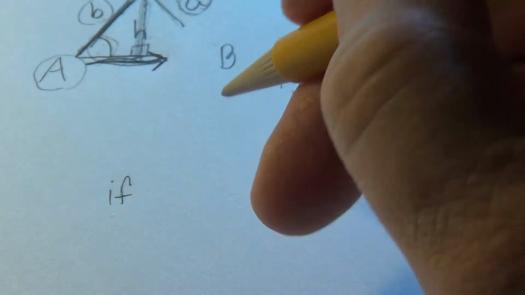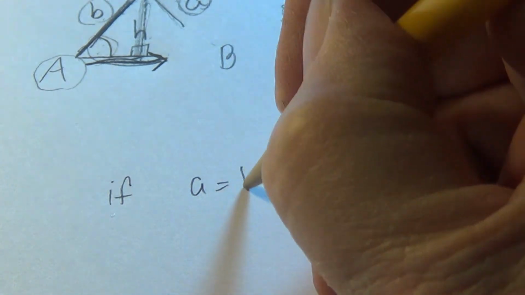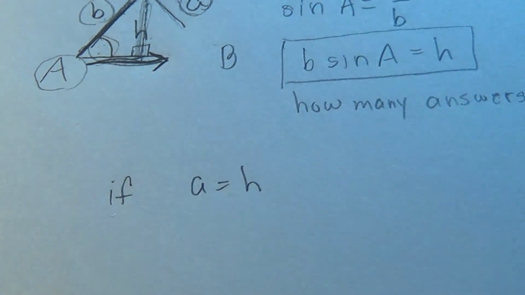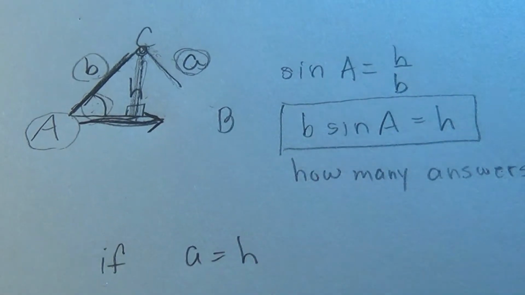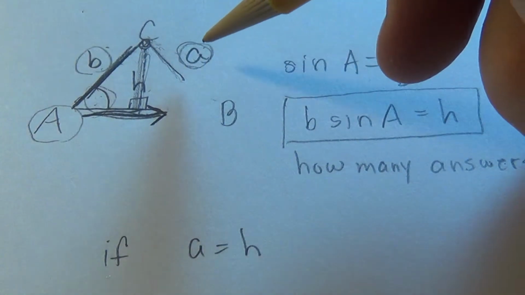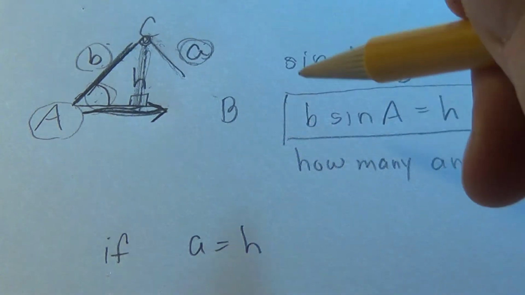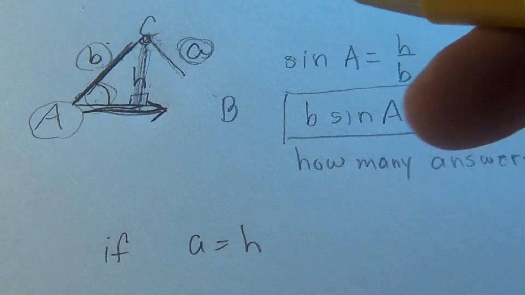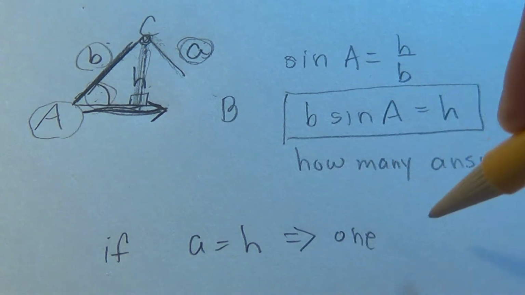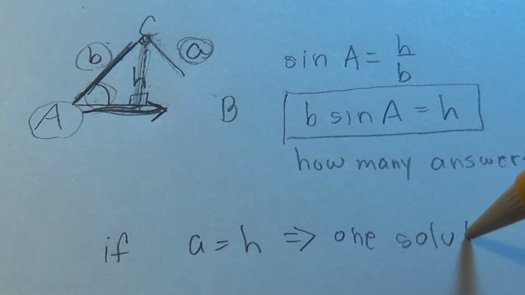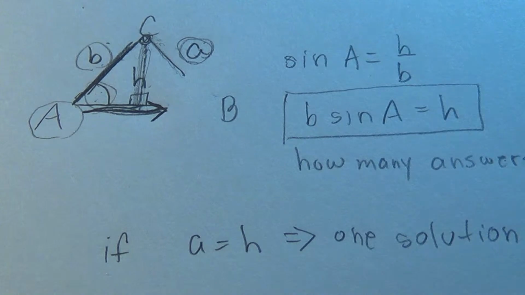If A equals H, if this side, and we'll know because it will be given to us originally, the circled things were given. If A equals H, then we have a right triangle and there's only one solution. And we can get the parts quickly with the Pythagorean theorem. So we'd be really happy if that was the case.